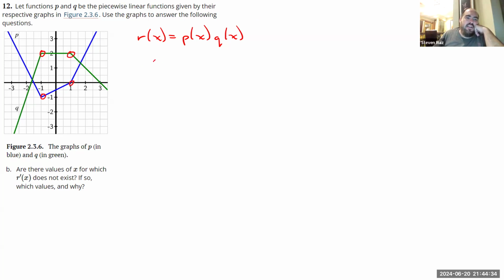So because of that, our x values are going to be -1 and 1. And since we're only multiplying, those are the only things we need to worry about. There's another consideration we'll have to take into account when we're looking at quotient rule, but for now, these are the points we have to worry about. So R will not be differentiable at these points because P and Q will both fail to be differentiable, and R is defined as their product.